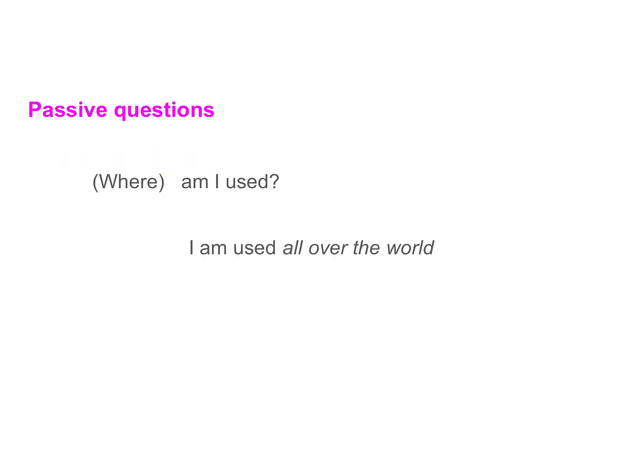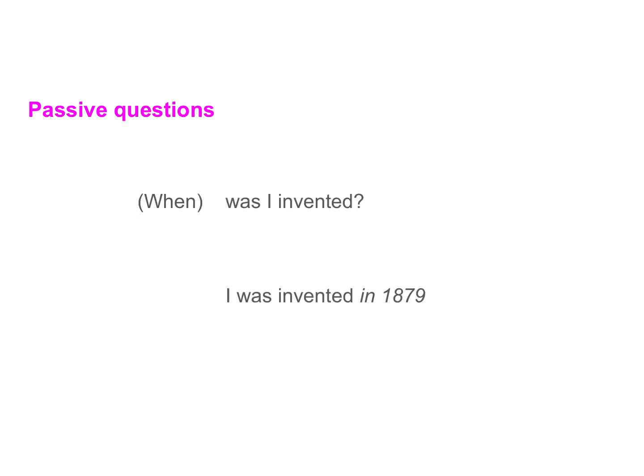To make a question in the passive, we add an interrogative if necessary, and we invert the subject and the verb to be. Where am I used? I am used all over the world. When was I invented? I was invented in 1879.